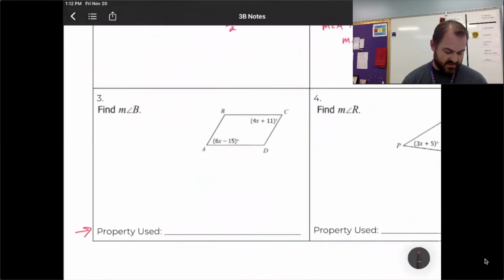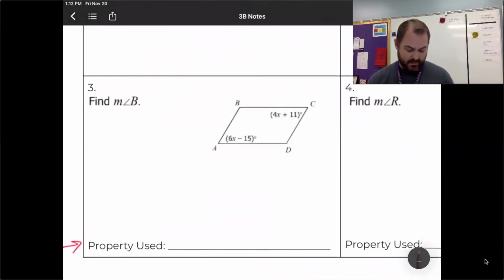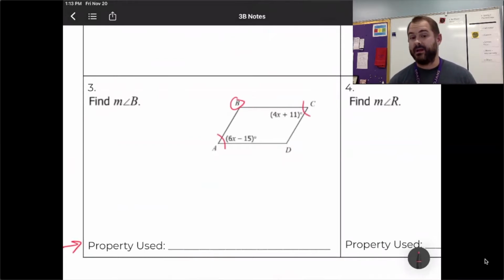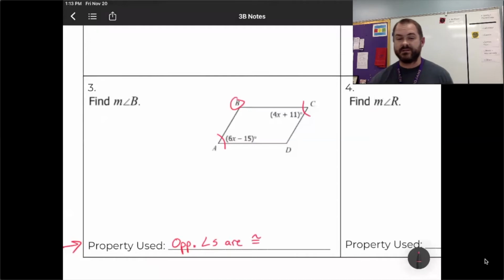So you'll notice to find the measure of angle B, that's not given to us. So there's actually 2 different properties we could use. But what I really want us to focus on is the property we're going to use to set up our equation, okay? So we'll come back to finding the measure of angle B in a minute. But first, we need to recognize that angle A and angle C are opposite angles, which means they are congruent. So I'm using the property that opposite angles are congruent. And I can use the abbreviations and symbols to make that property easier to write.